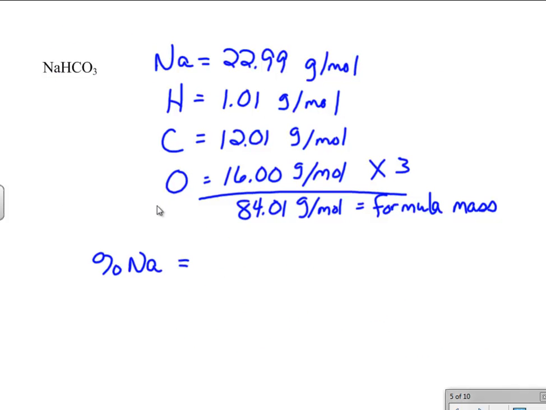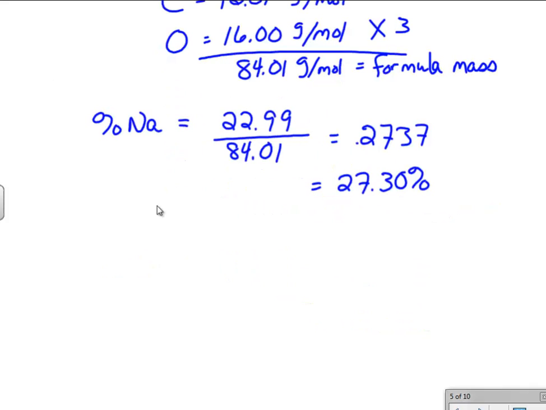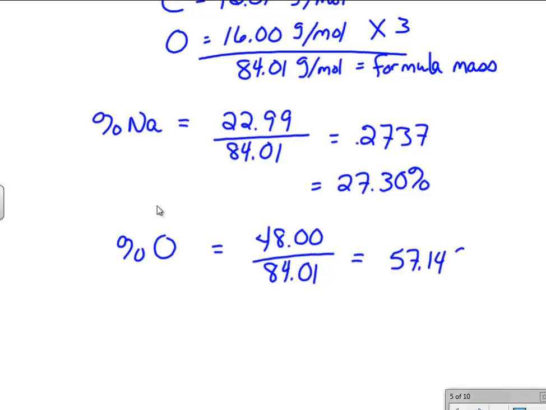If I want to find the percent of sodium in sodium bicarbonate, I take the mass of sodium and divide by the mass of the compound. So 22.99 grams divided by 84.01 grams gives me a decimal number, 0.2737. If I convert that decimal into percent, it gives me 27.37%. Now I want to find the percent of oxygen in the same compound. I take the mass of all the oxygen, which is 3 times 16, and divide by the formula mass of the entire compound. If I do this, I get that the percent of oxygen in my compound is 57.14%.